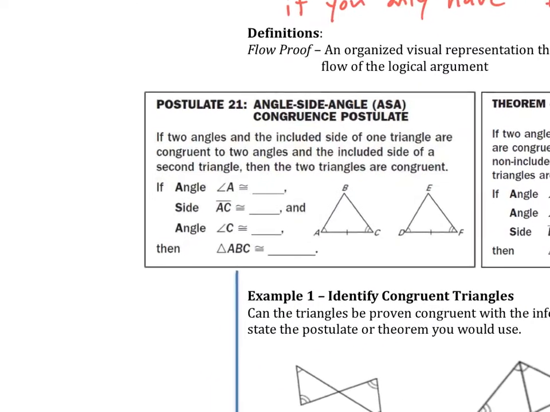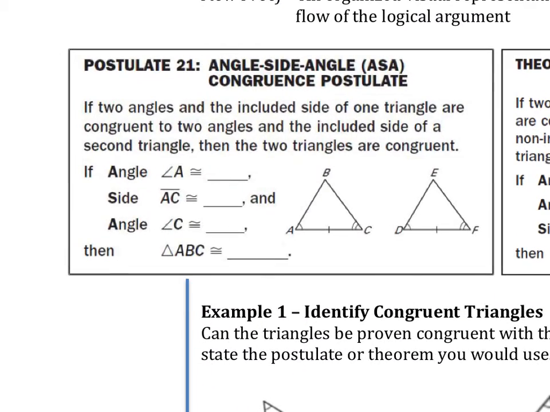All right, so what we got is angle side angle congruence. It's kind of like side side side and side angle side, except now we have letters in different orders. So angle side angle is ASA. If the two triangles are congruent, then angle A is congruent to angle D, side AC is congruent to segment DF, and angle C is congruent to angle F.